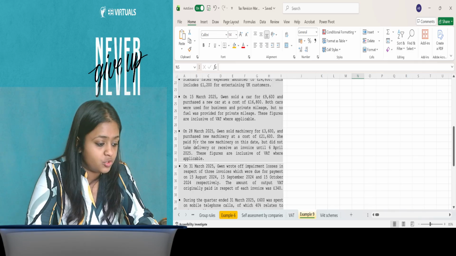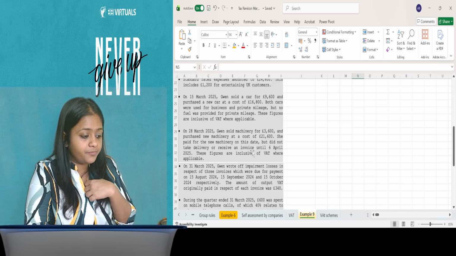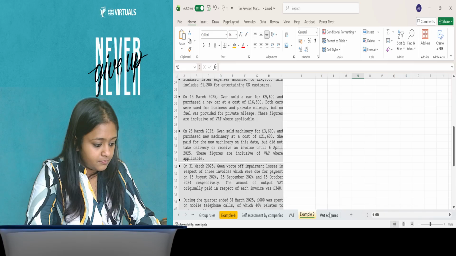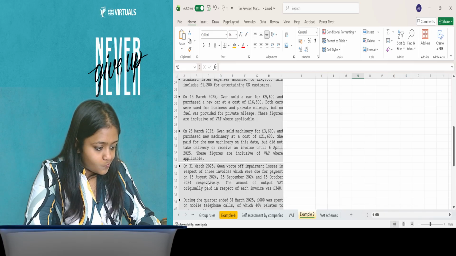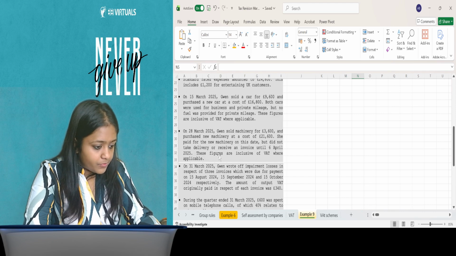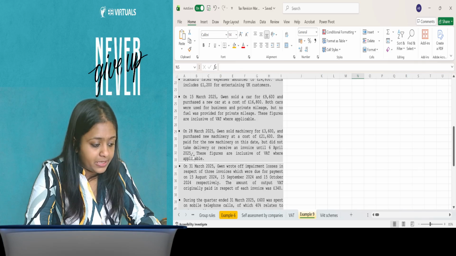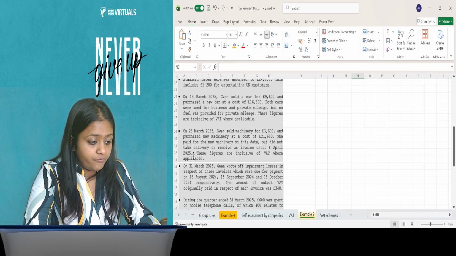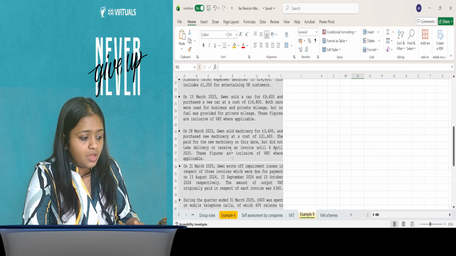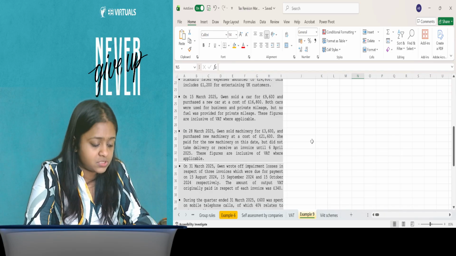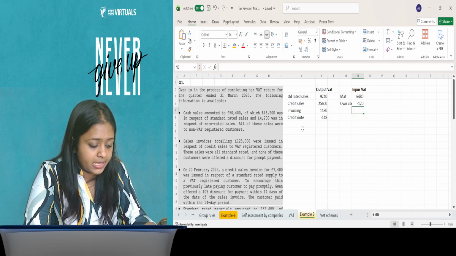She paid for the new machine on this date but did not take the delivery or receive an invoice until 6th April 25. So our basic tax point is the date of selling, 28th March, because the delivery or invoicing is not done on 6th April. These figures are inclusive of VAT. So we will take them here only in this year.